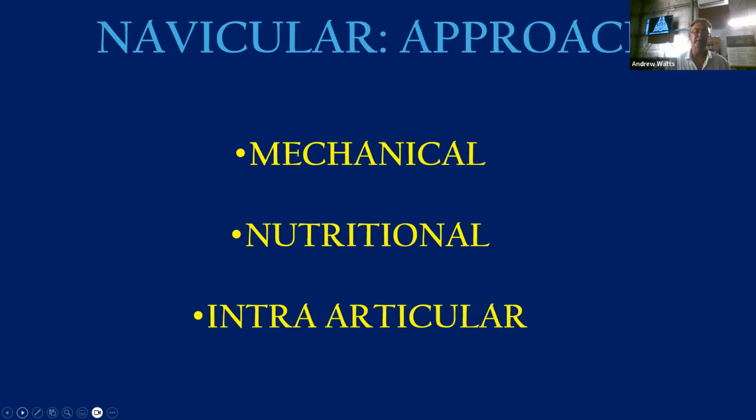So what's our approach? We have a 3-phase approach. We have a mechanical, a nutritional, and an intra-articular approach. The mechanical approach, next slide.